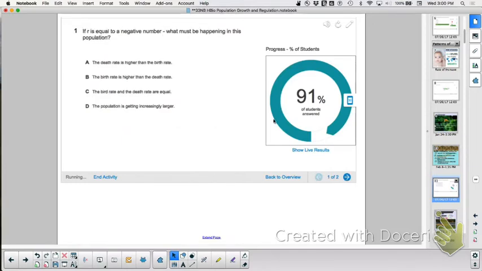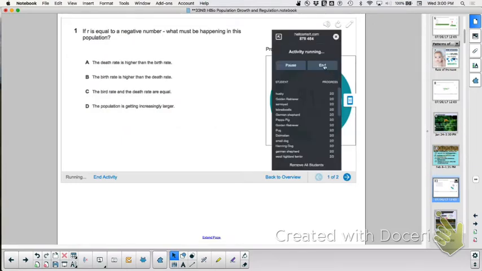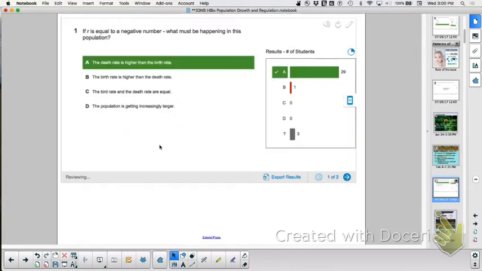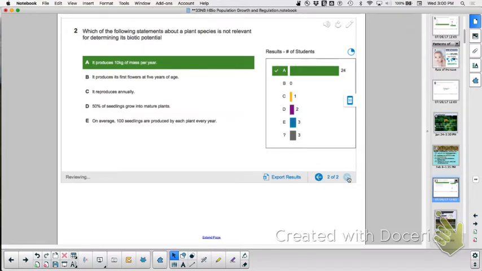All right, I think maybe somebody walked out, so let's go ahead and check. If R is equal to a negative number, what does that tell you about the population? It's going down. So death rate must be higher than the birth rate, not the other way around.